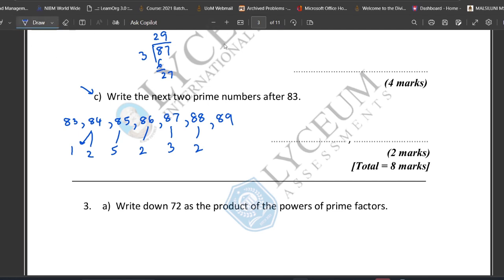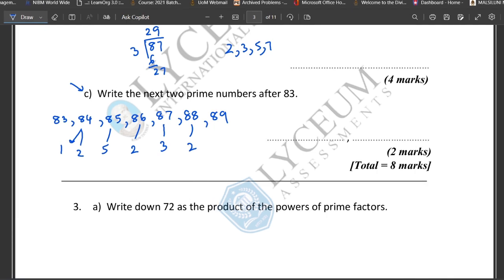If we check with the prime factors, 89 divided by 6. We have to only check with the prime numbers: 2, 3, 5, 7. Let's check with 7. We check with 7. So we have to only check with prime factors.